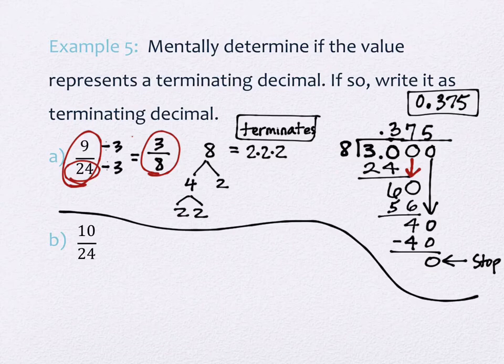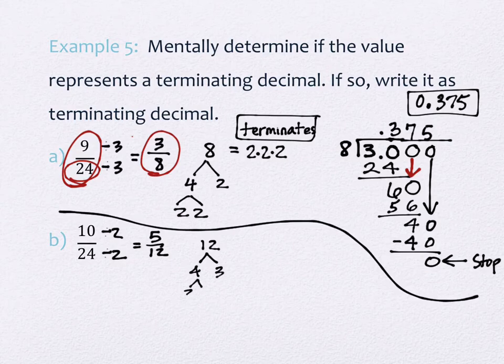Okay, any questions on that one? Okay, same instructions for part B. What will we do first? Okay, divide them both by 2. You got it. So we'll divide by 2 on top and bottom. So what will that become? 5/12. Then what do we do? We factor the 12, right? How will the 12 factor? Awesome. So it's 4 and 3.